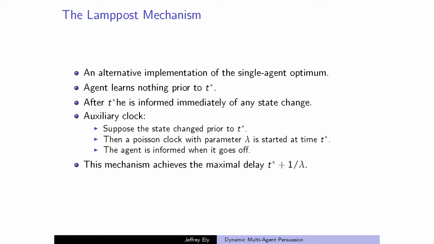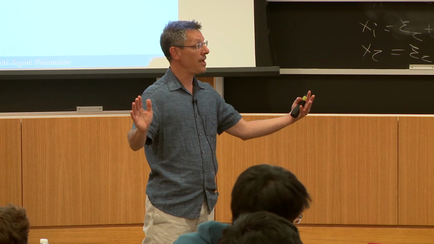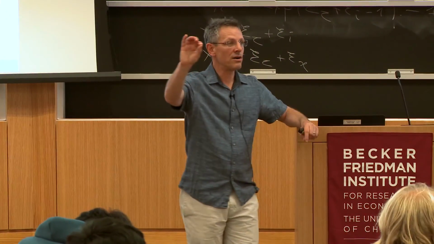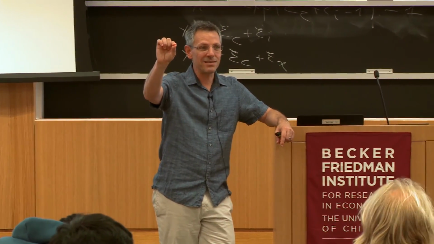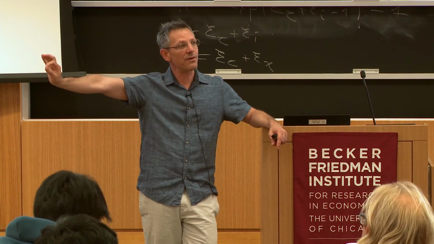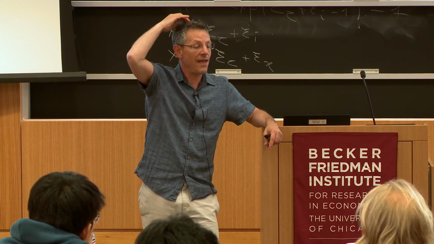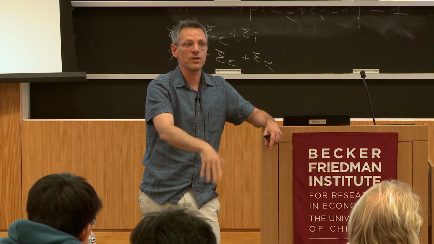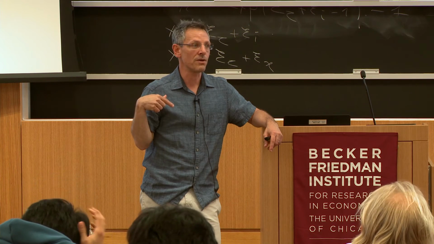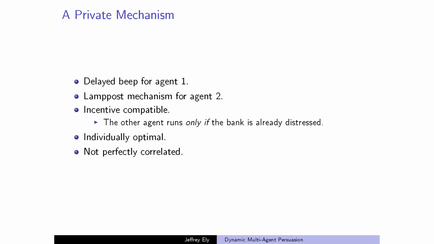And so this implements the same path of beliefs that the delayed beep implemented. Namely, the agent's beliefs trend upward to P star. They hit P star at exactly time T star, and then they remain at P star forever until a beep sounds, at which point they jump to 1. And that's why it achieves the individual optimum. So this would be another way to get the T star plus 1 over lambda value in the single agent problem.